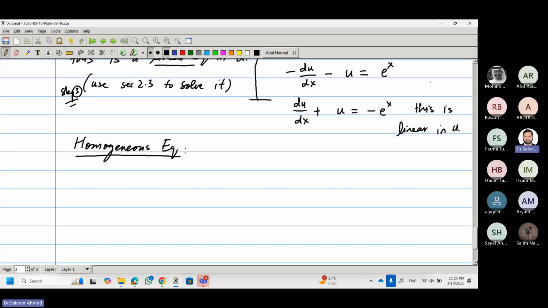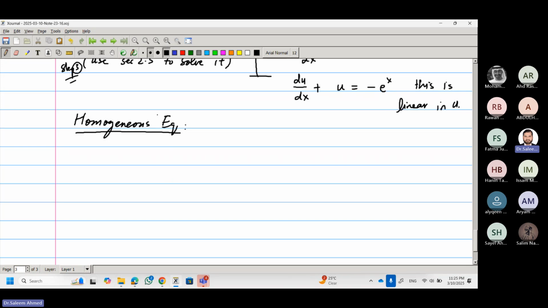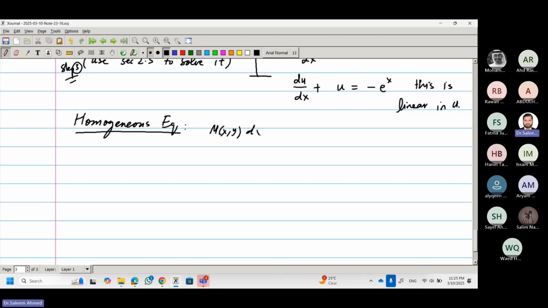So the homogeneous equation is the second one. This is also used. You have some function of x and y with dx plus a function of x and y with dy equal to 0, and both functions will have terms of the same degree. All the terms will have the same degree. Like if they have degree 1, you only have x and y terms.